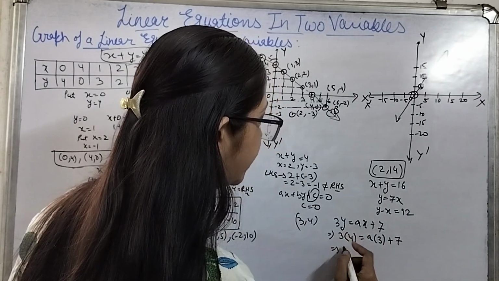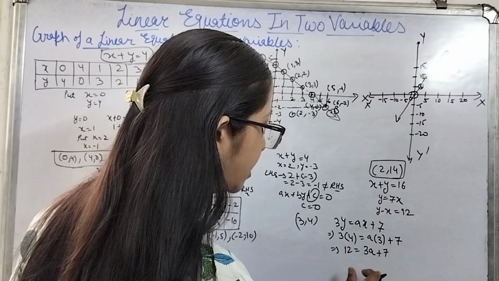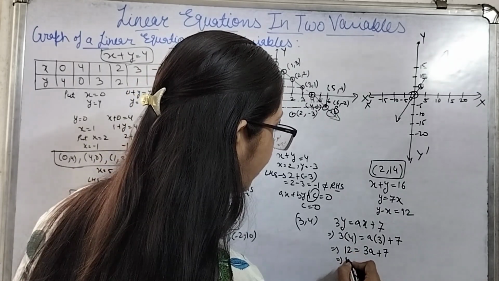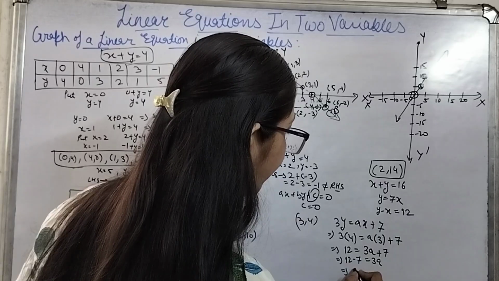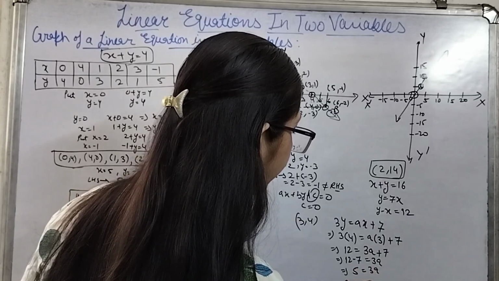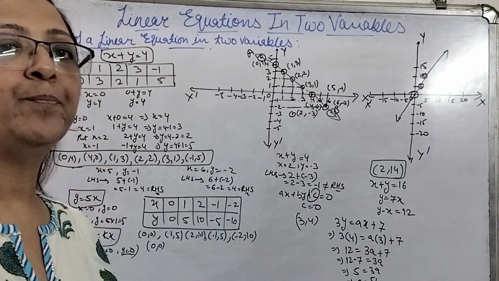So 4 3s are 12 is equivalent to 3a plus 7. So this 7 I am taking to the LHS. It will become 12 minus 7 is equivalent to 3a. So it will be 5 is equivalent to 3a, or we can say the value of a is 5 upon 3.